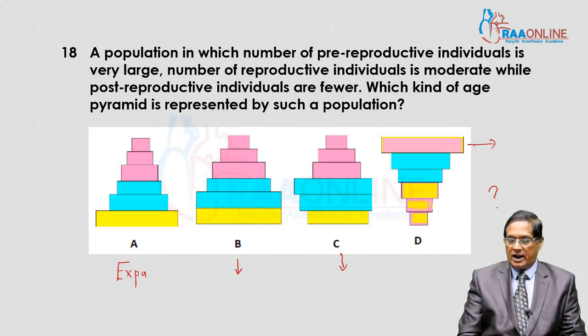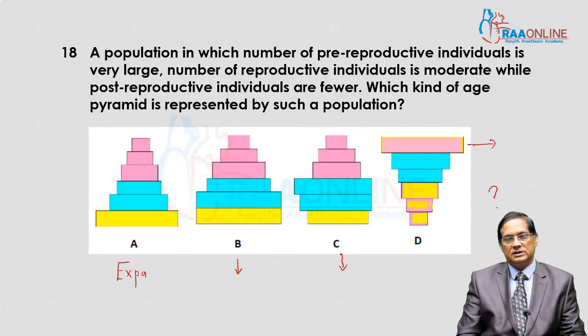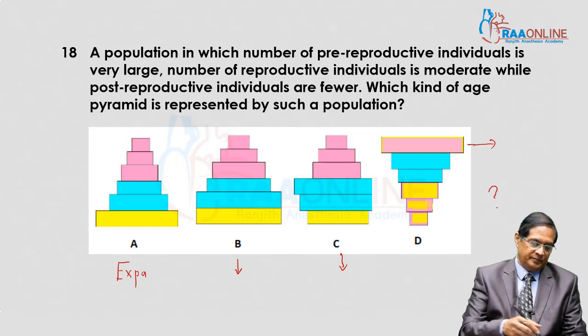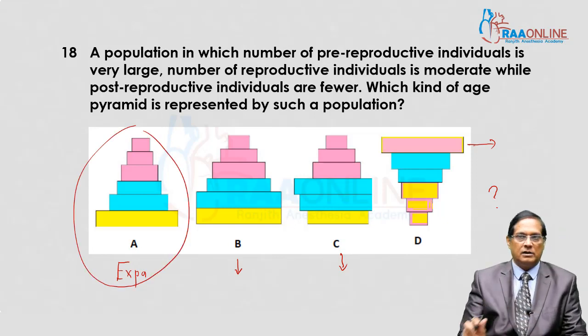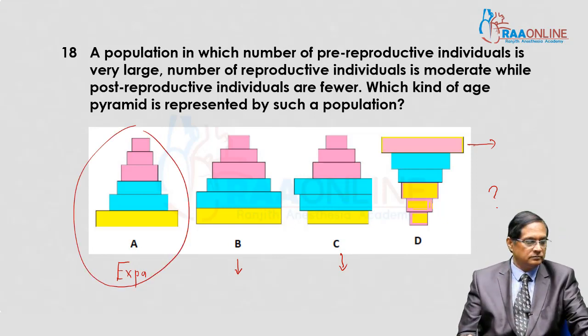Triangular pyramid is an indication of an expanding population. Bell-shaped pyramid indicates a stable population, that is the second one, bell shape, and the last one is urn shape. And then the fourth one is inverted. It is generally not seen. So the first one is correct here, that is a very large number of pre-reproductive population.